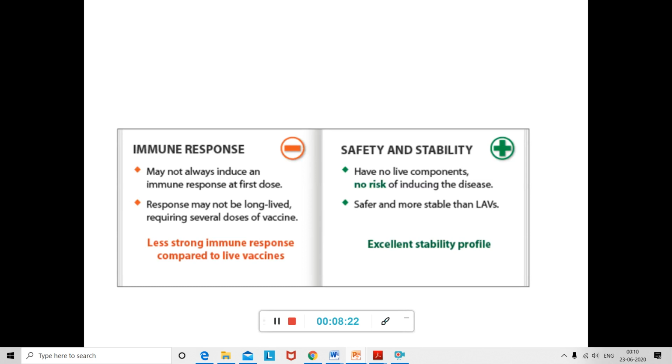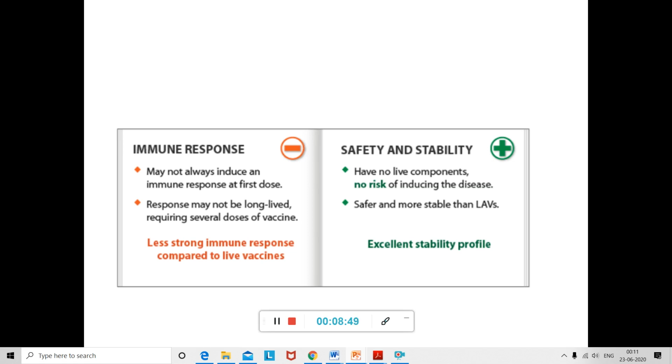Now it has a disadvantage here. It may not always induce an immune response at the first dose, and hence you will have to give various doses of the vaccine, and the response may also not be long lived. And compared to the live vaccines, they have a less strong immune response in the case of the killed vaccines.